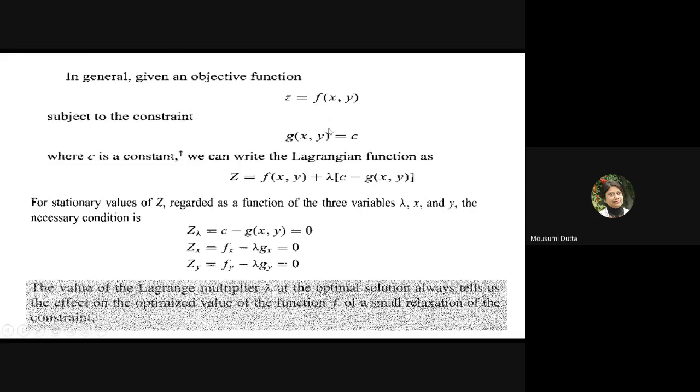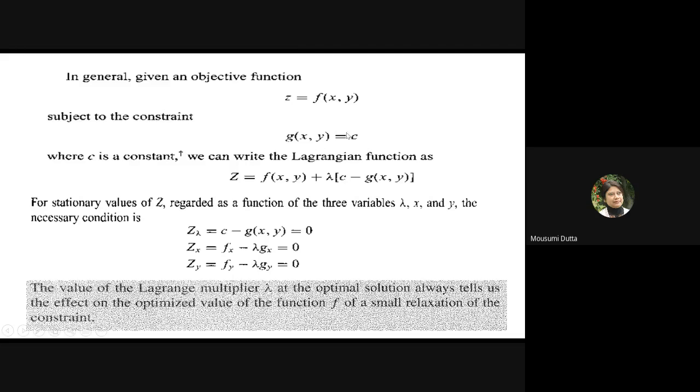With respect to the same variables, I am setting the constraint, however, there is a fixed value. I have to maximize or minimize x and y subject to the fact that g of xy is equal to c, where c is a constant. So there is an objective function, similar to the function we used in unconstrained optimization. The new thing is the presence of this constraint.